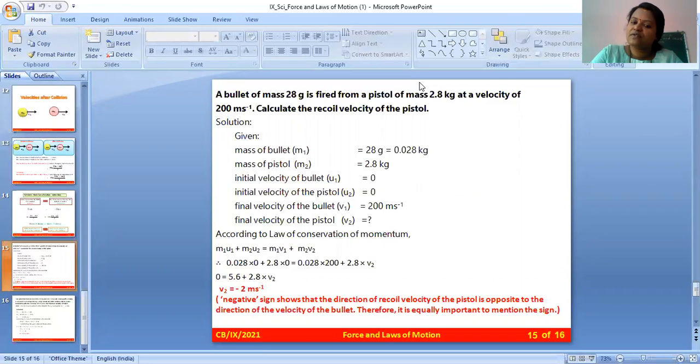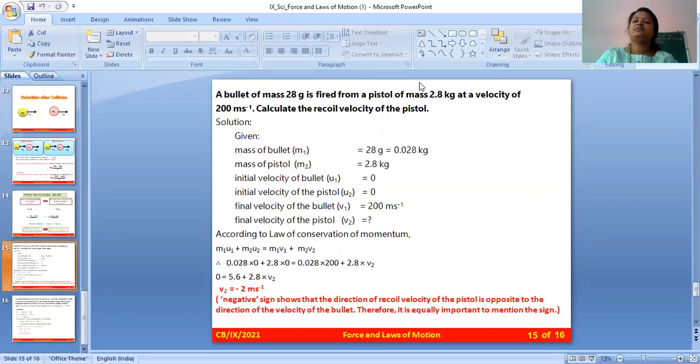According to the law of conservation of momentum, we substitute m1u1 plus m2u2 equals m1v1 plus m2v2. So we substitute 0.028 into 0 plus 2.8 into 0 equals 0.028 into 200 plus 2.8 into v2. As the left hand side is all 0, 0 equals 5.6 plus 2.8 into v2. So v2 will be equal to minus 5.6 upon 2.8, that results to minus 2 meters per second.